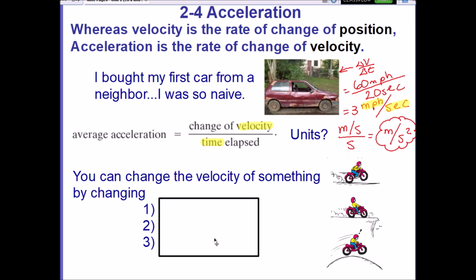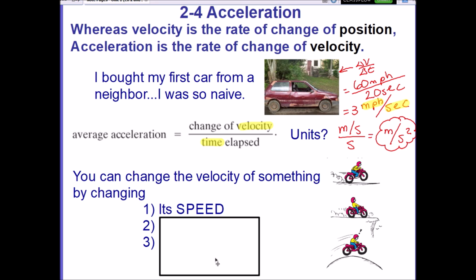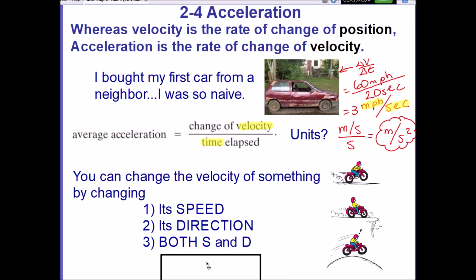So let's go ahead and summarize those. You can change the velocity by changing its speed. You can change the velocity by changing its direction. Of course, the third one, the one that you may not realize, is that you can do both at the same time. Perhaps you're on an on-ramp or an off-ramp where you're both speeding up and turning at the same time. Certainly can do that.